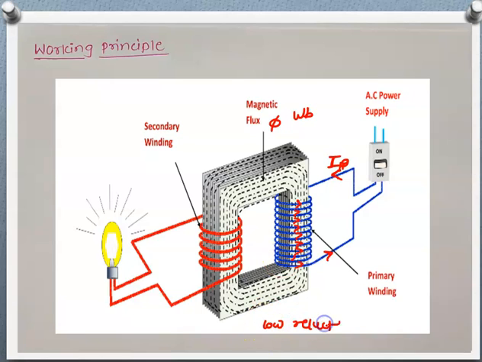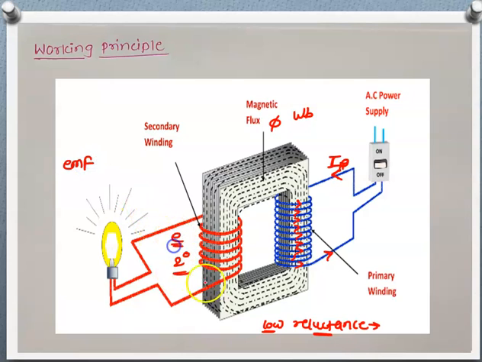Low reluctance property. Reluctance is the property of a material to oppose the flow of flux, and the core has low reluctance. That means it allows flux to pass through it, so all the flux lines pass through this core material only. Now, what happens when we connect the load to the secondary winding? These flux lines link with this winding, and due to that an EMF gets induced in the secondary winding.